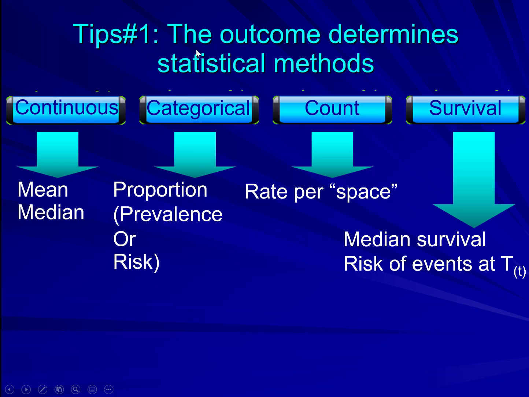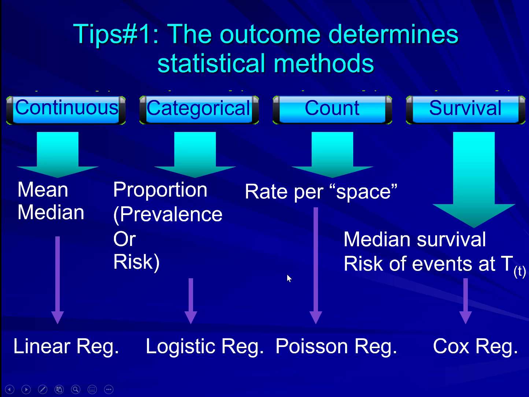So tip number 1 for statistics is the outcome determines statistical methods, as I cover quite heavily in the lectures about overview of statistics. That is, if we know that it is a continuous outcome, we go for the mean. Categorical is about proportions, count is about rate, survival is about survival, risk of events or median survival time. So all these lead to different statistical methods.